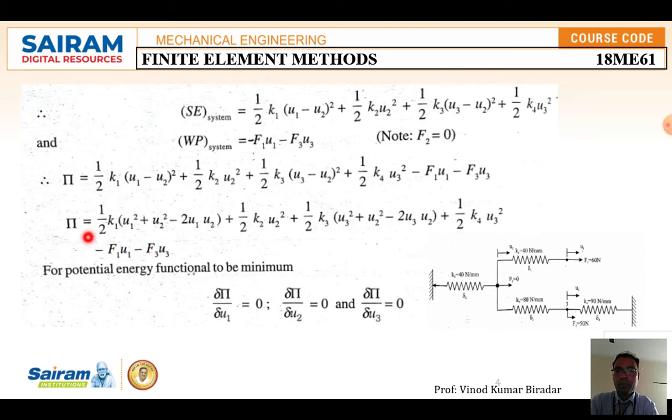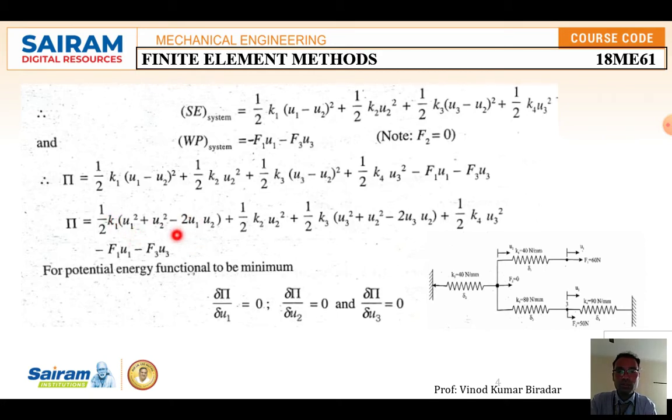That is, pi is equal to half of k1 times (u1 whole square plus u2 whole square minus 2 u1 u2), plus half of k2 u2 whole square, plus half of k3 times (u3 whole square plus u2 whole square minus 2 u3 u2), plus half of k4 u3 whole square. Okay, minus the external work, minus f1 u1 minus f3 u3, because f2 is equal to 0, so it is not taken here. So this potential energy function is to be minimum.